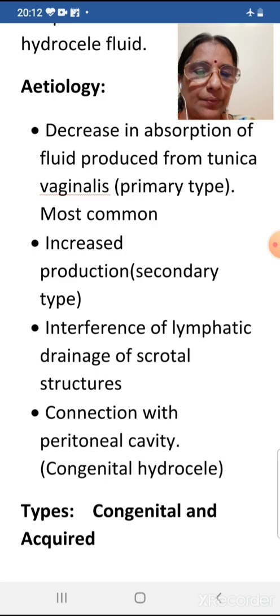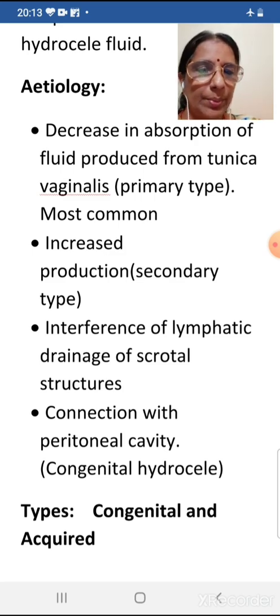Coming to the classification of hydrocele, there are congenital variety and acquired variety. In congenital variety, there are four types, and in acquired variety, primary and secondary. Primary, as I have already told you, is due to decrease in absorption of the fluid produced by the tunica vaginalis, the reason being unknown. That is the most common type of hydrocele.